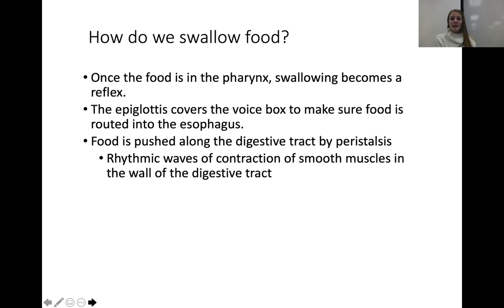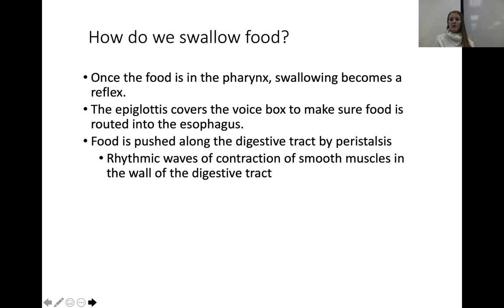Once the food is in the pharynx, swallowing becomes a reflex. While you do have to think about swallowing food maybe in the beginning of eating, you're like, okay, I gotta chew, swallow. You're consciously thinking that. There comes a point where eating becomes a reflex, something that we do not think of. It's an involuntary movement. Voluntary movements are the things that you are consciously making your body do, and involuntary are things like breathing and your heart pumping. At one point, it becomes a reflex.